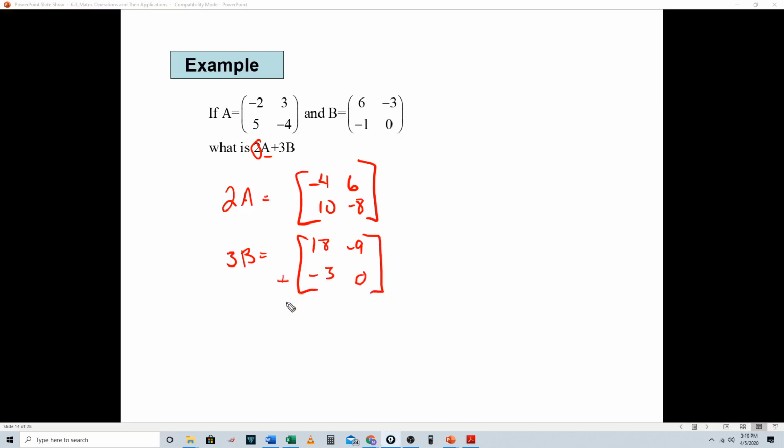And then they want us to add these together. So -4 plus 18 is 14. 6 plus a -9 is -3. 10 plus a -3 is 7. And -8 plus 0 is negative 8. So the scalar multiple is just taking a constant times every position.